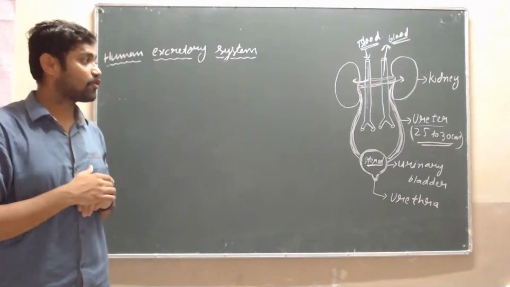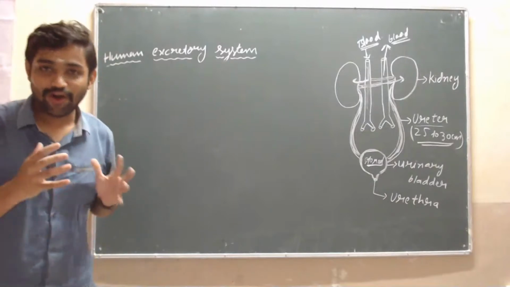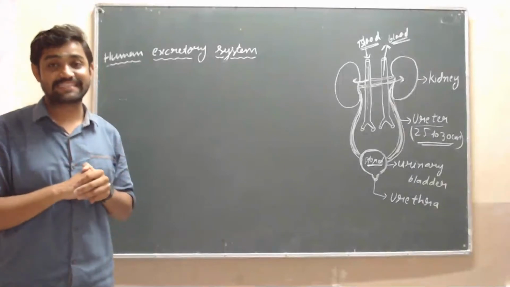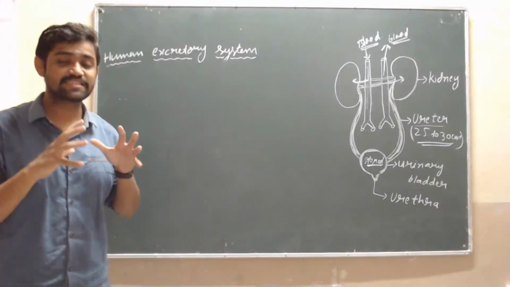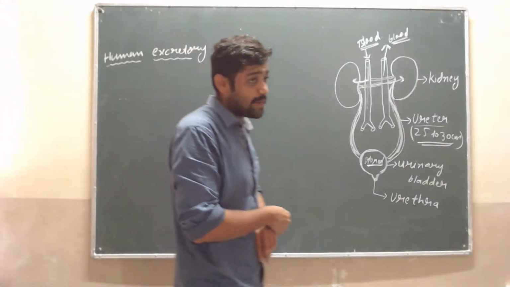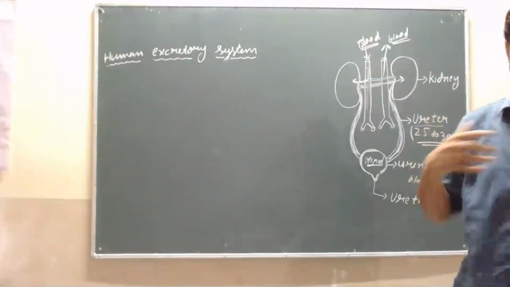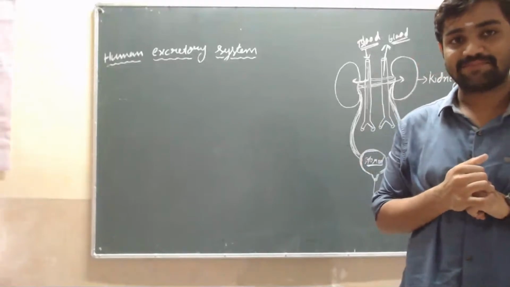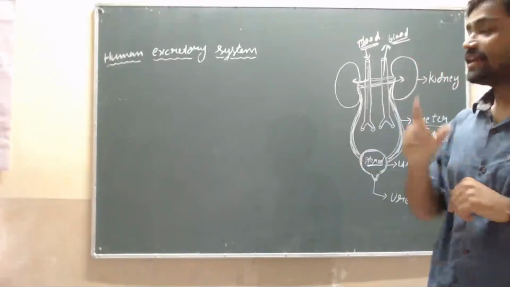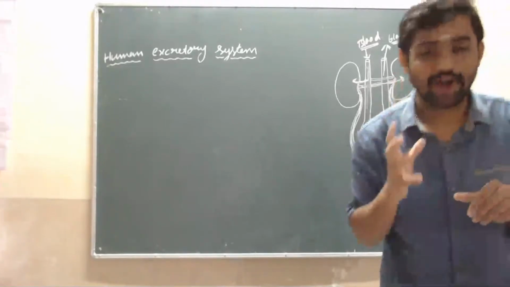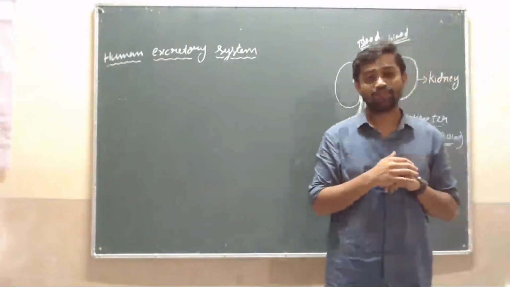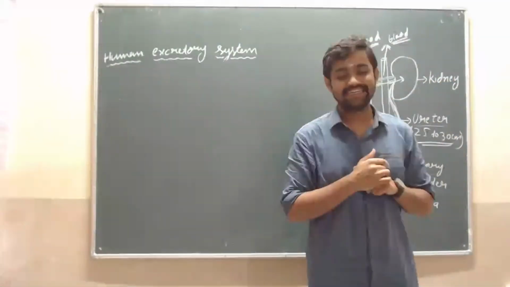And today's homework for you is to draw and label a neat diagram of the excretory system. These are some important topics you have to remember for many years. That's why I am explaining this. Today's homework is to draw and label a neat diagram of the human excretory system.